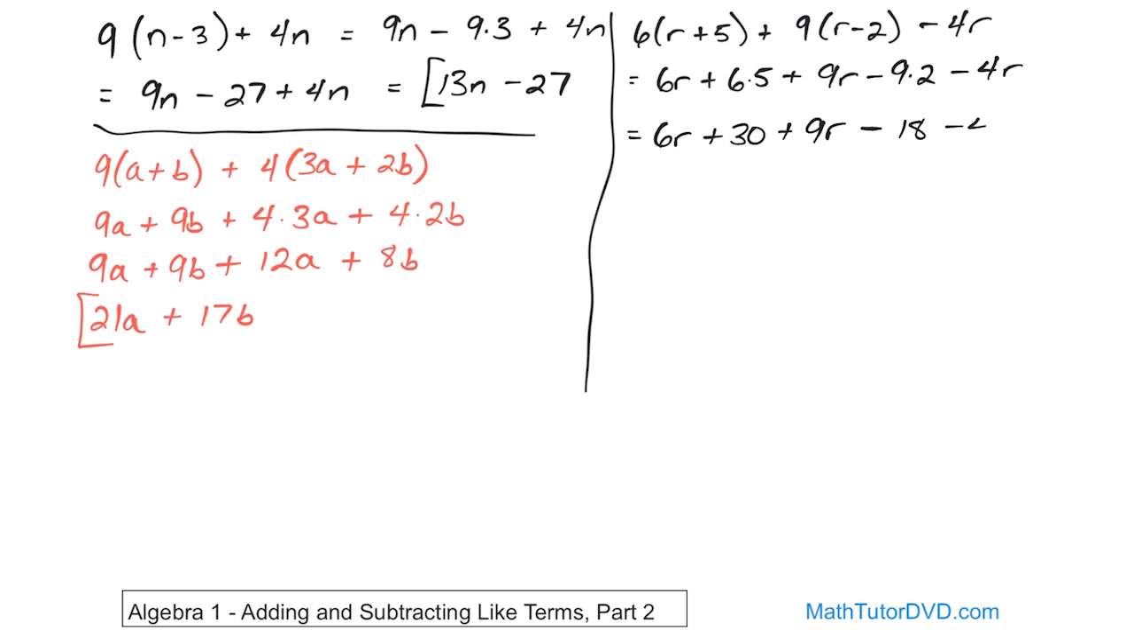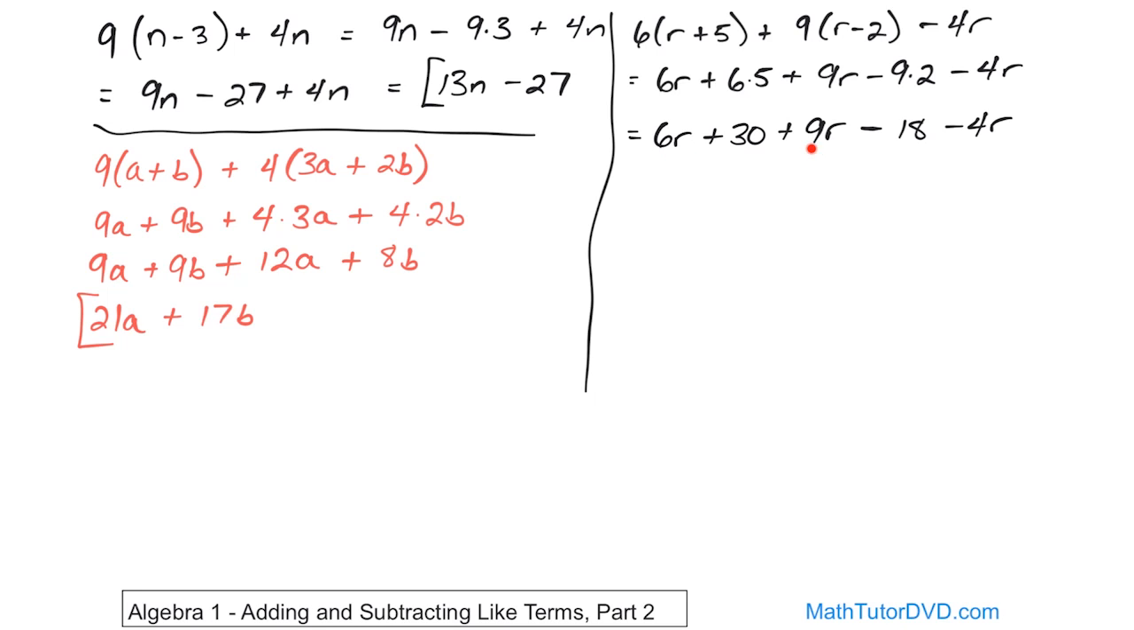And then we have minus 4r. And this is the answer, but we always try to combine like terms. So we say, well, we have a 6r here, right? And then we have a 9r here, okay? And then we also have a negative 4r there, but let's just do one thing at a time.